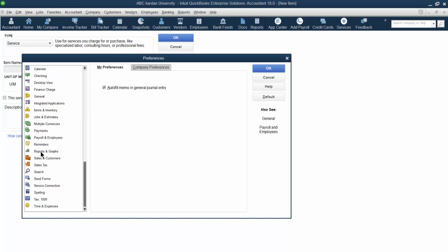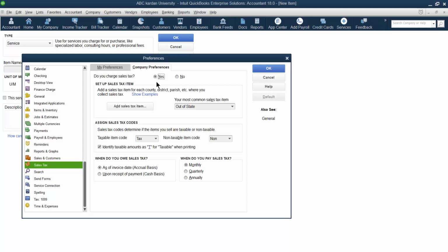We will discuss the settings later on, but for the time being, if your tax is not available here, please come here and find sales tax. Select this one, either in My Preferences or Company Preferences. In my case, it is yes. If those things are not available in your company, it means it is no. Why is it no? Because at the time of installing the company, they ask whether you charge sales tax or not. You said no. For that reason, it is no.